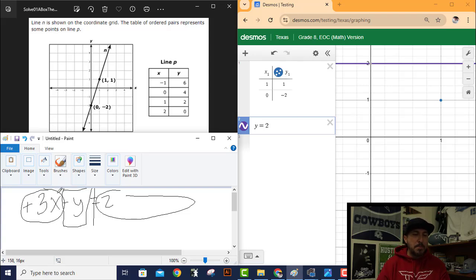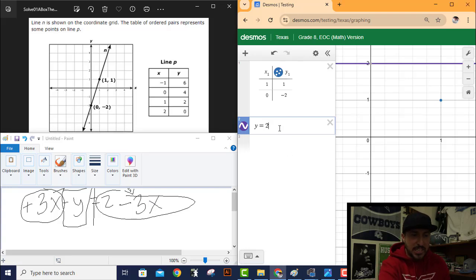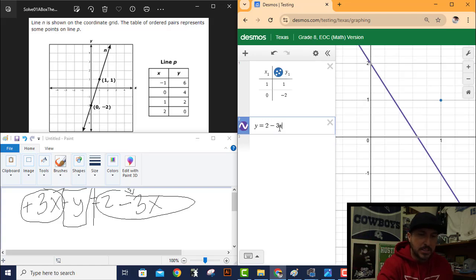So when I bring him to the other side, I got to change him. So instead of being a positive 3x, he will then change into a negative 3x. So I have y equals 2, because that's what I started off with. The y equals was automatic. That 2, he's automatic because he's just sitting there waiting for something to happen. Now I change that positive 3x to a negative 3x. Okay, there he goes.